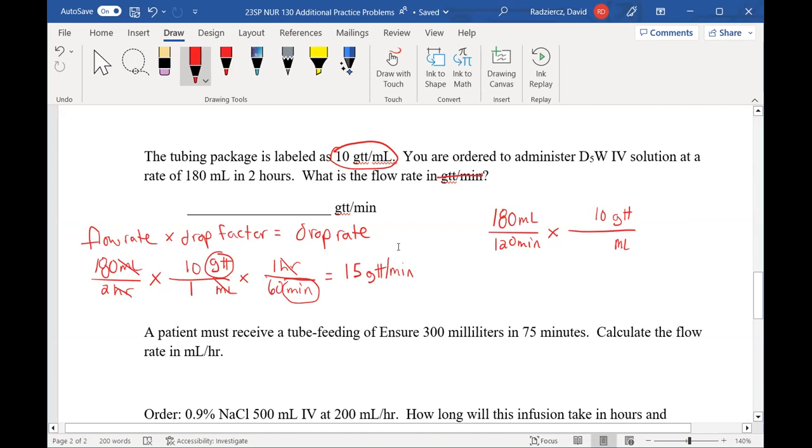And I mentioned this last time too. The only time you might get a drop rate question and it doesn't give you the drop factor, it'll say that they used microtubing. If they say they used microtubing, if you recall, that means your drop factor is 60 drops per milliliter. That's for microtubing. Your macrotubing can be any number. I've seen 5, 10, 15, 20. I've seen a variety of numbers, as I'm sure you have as well. And I imagine they're used for different types of medications.